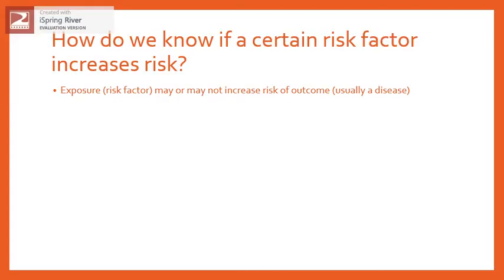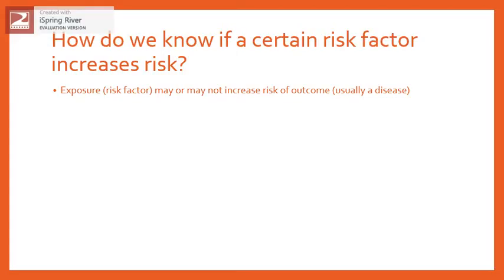So all of these techniques, these measures of association, are designed to help us know if a certain risk factor actually increases risk. So does smoking really increase the risk for lung cancer? Does physical activity really increase the risk for cardiovascular disease? And so on and so forth.